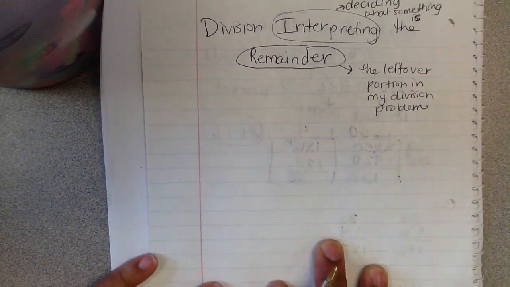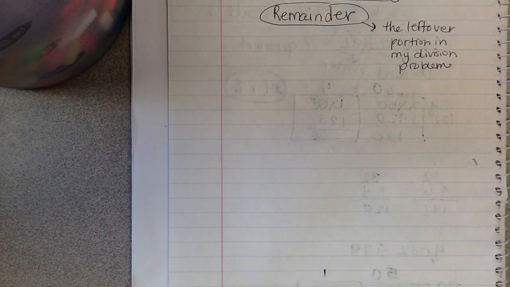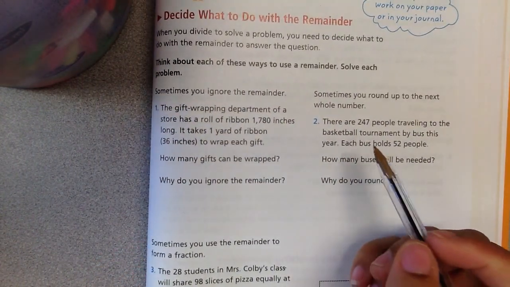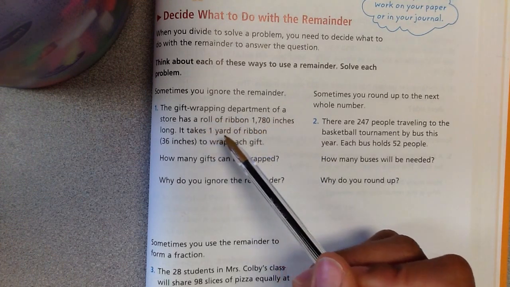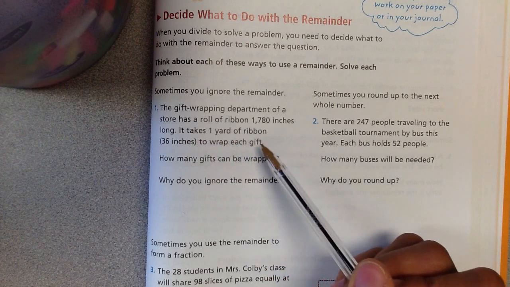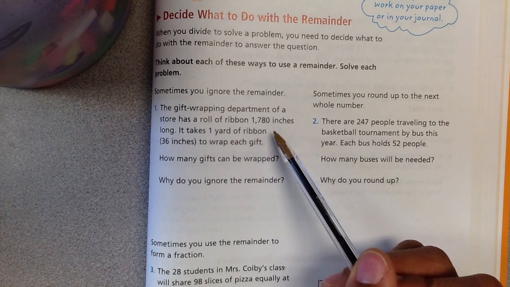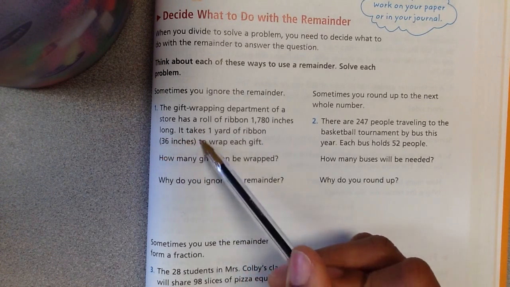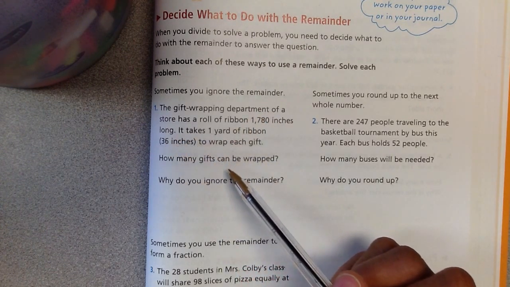means. Okay, so when I come down in my notes, I'm going to start with looking over the worksheets that I've given you to glue into your notebook, and we're just going to talk about those a little bit. The first one that I gave you looks a little something like this. So sometimes you ignore the remainder. It says the gift wrapping department of a store has a roll of ribbon 1,780 inches long. It takes 1 yard of ribbon, or 36 inches, to wrap each gift. How many gifts can be wrapped?